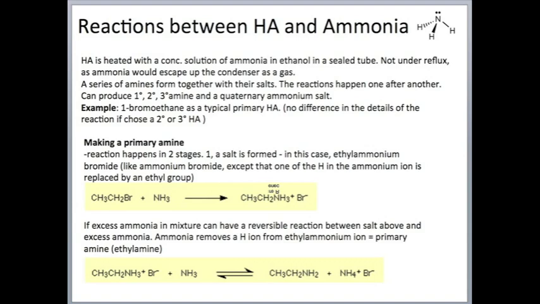And then there is a possibility of a reversible reaction between this salt and excess ammonia in the mixture, which is represented by this equation here. The ammonia removes a hydrogen ion from the ethylammonium ion to leave a primary amine, in this case ethylamine, and this is our primary amine here. So the more ammonia there is in the mixture, the more the forward reaction is favored.